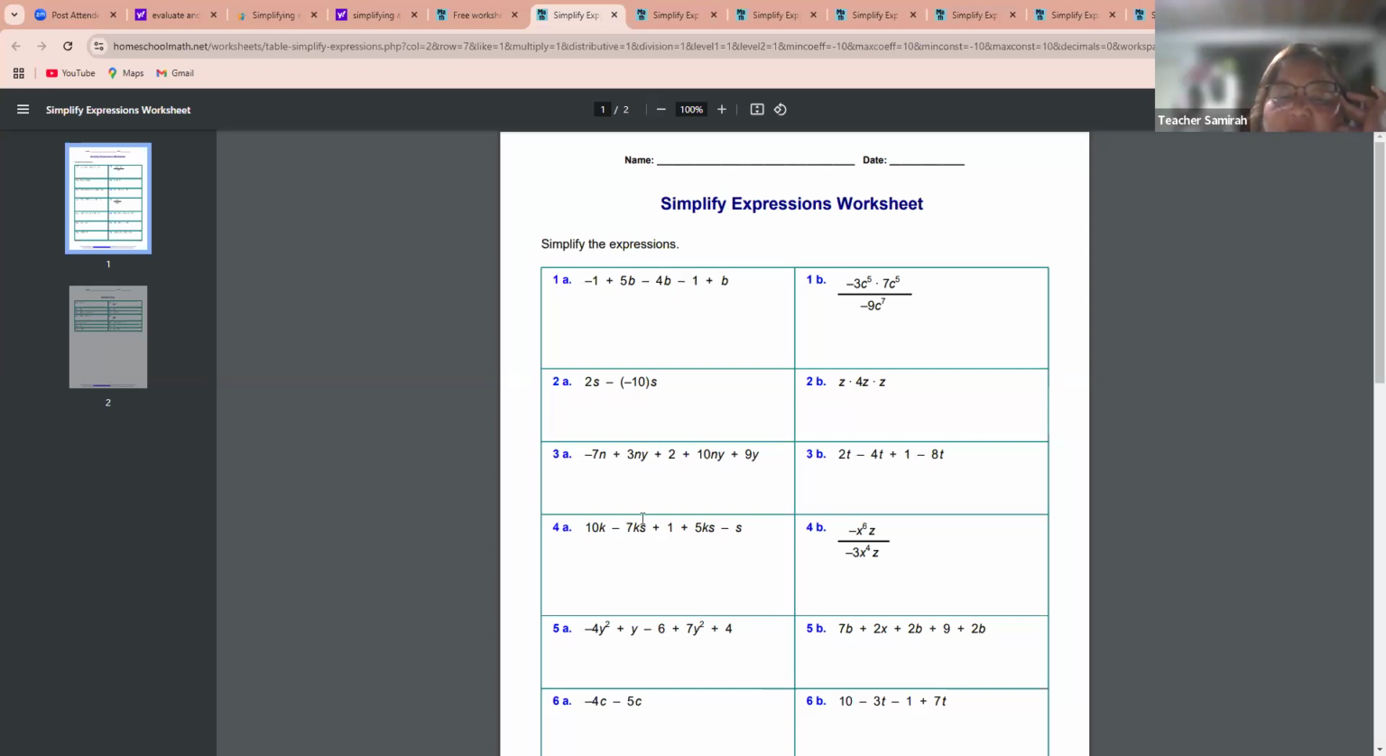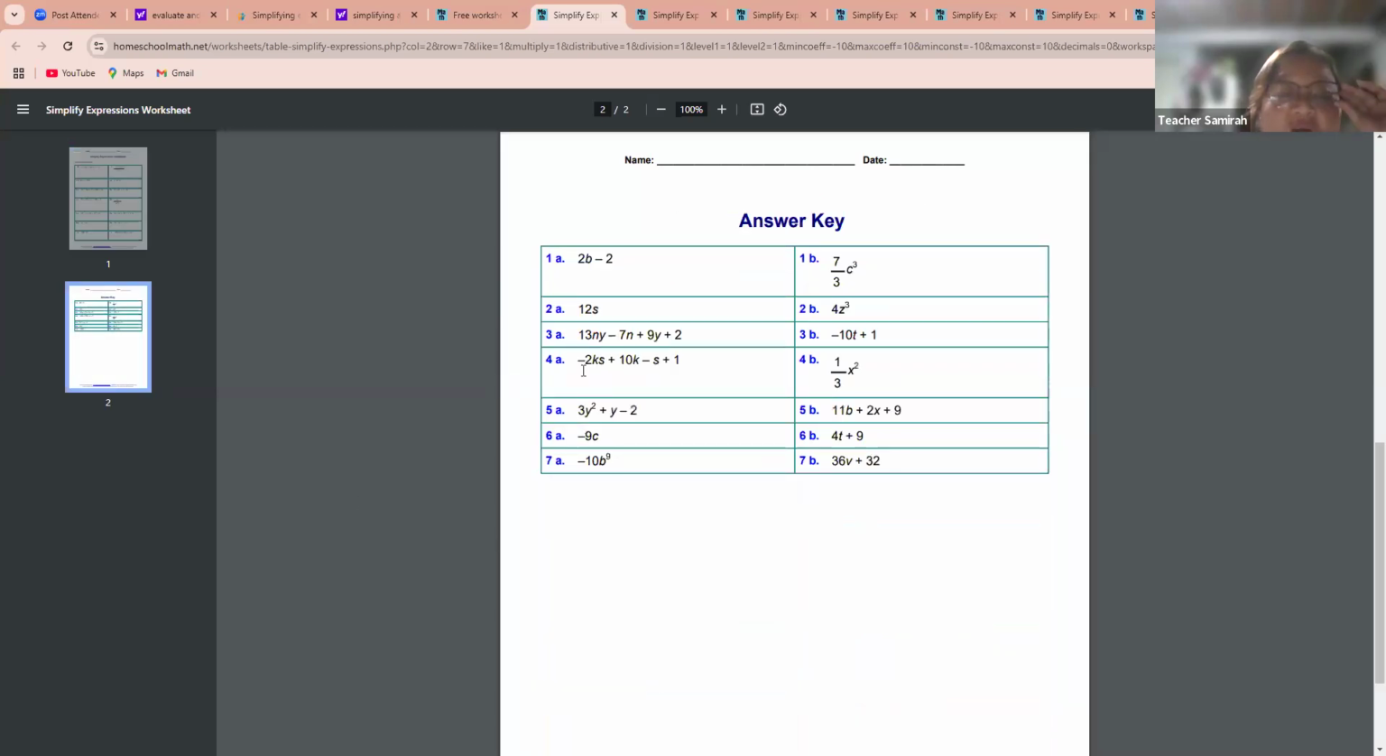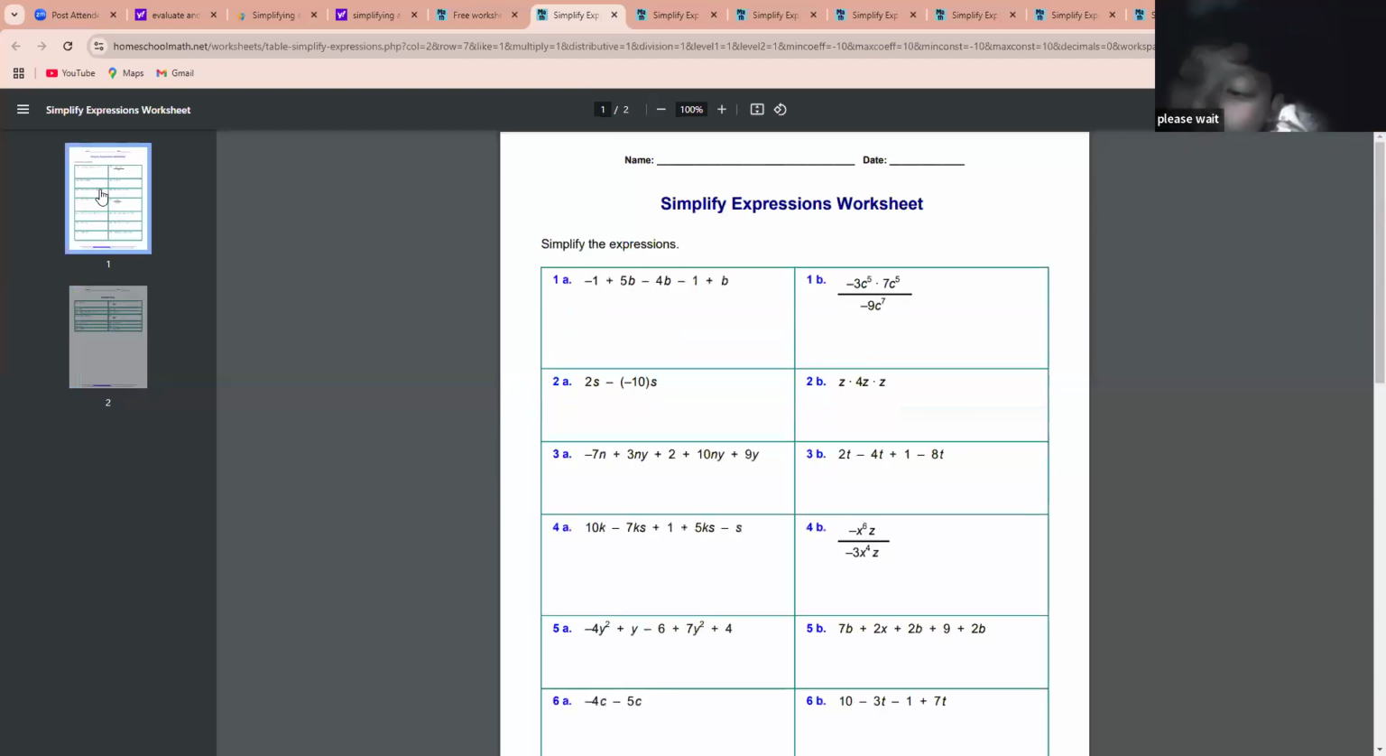Then combine the negative 7ks and positive 5ks, that would give us negative 2ks. So the answer will be negative 2ks plus 10k minus s plus 1. Okay? 10k means 10,000. K is actually a shortcut for 1,000, kilo. Right? Yes. Okay.